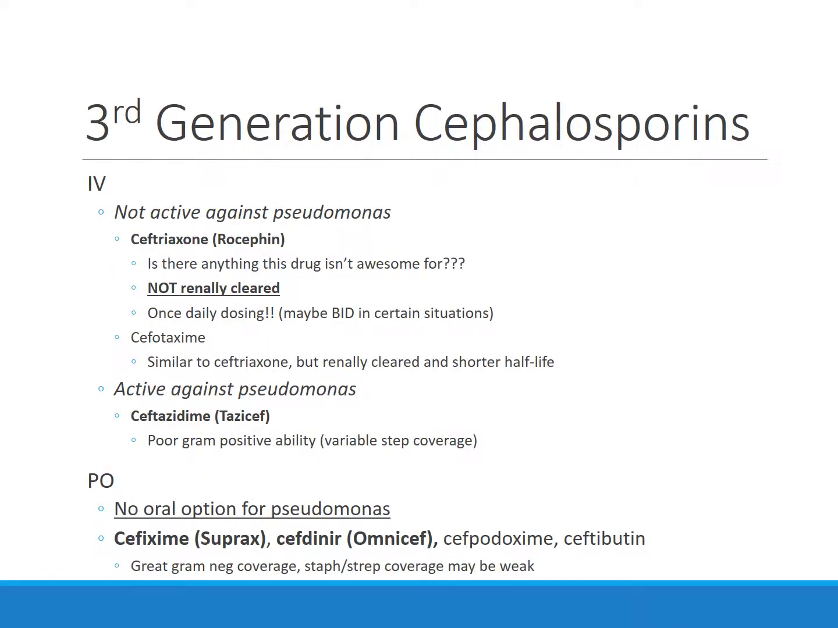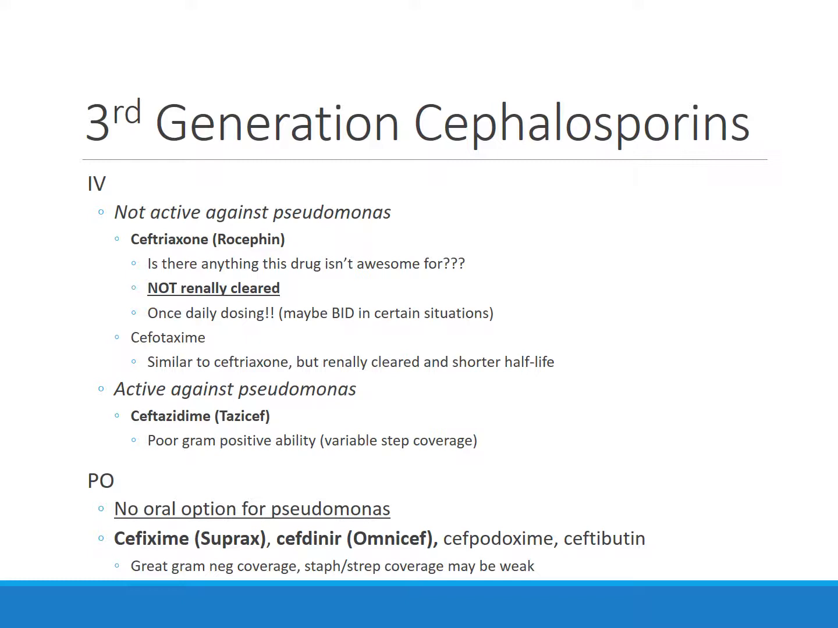All right, third generation. There are two different types of third generations that are IV. We have those not active against Pseudomonas, which would be ceftriaxone, or Rocephin, or cefotaxime. And then there's the one active against Pseudomonas, which is ceftazidime. So let's talk about the differences with these.